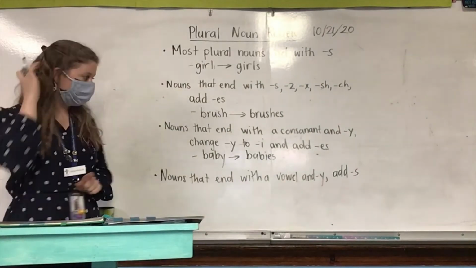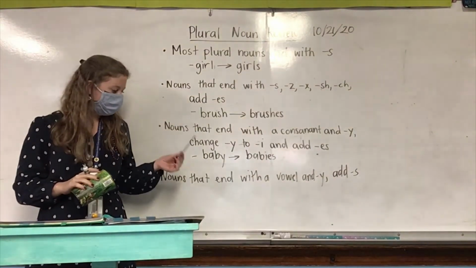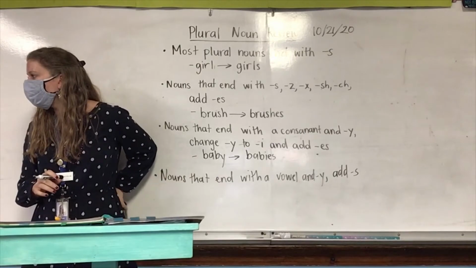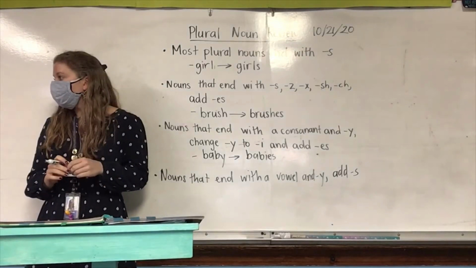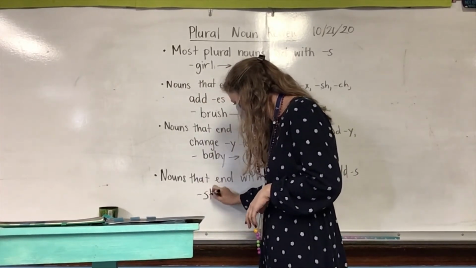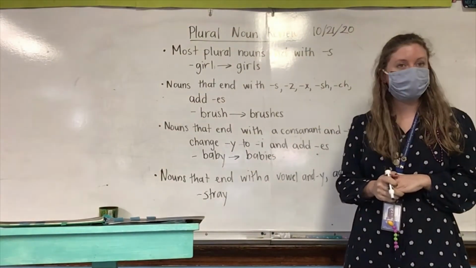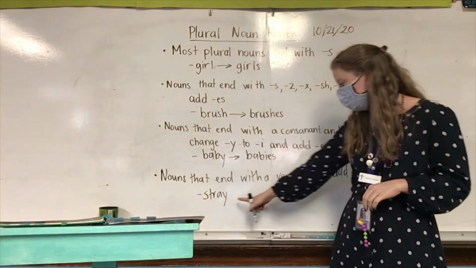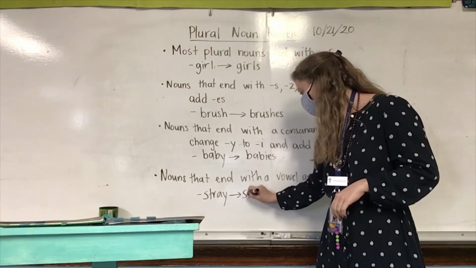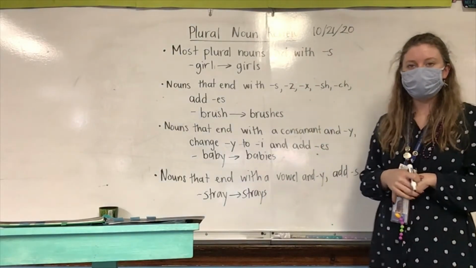The Y does not become an I. The Y stays as it is, and you add an S. Aaron, can you give me an example? Stray, as in animals that do not have a home. The animal shelter has a lot of dogs that are stray, becomes strays. We keep the Y as it is, and we add S.